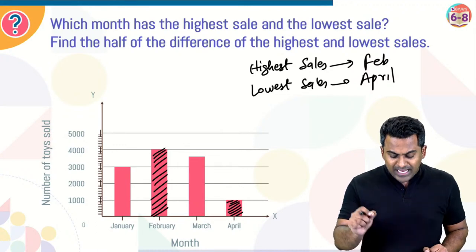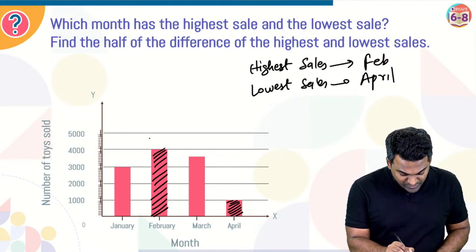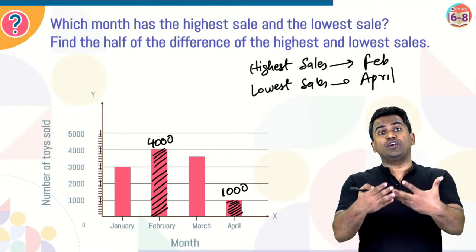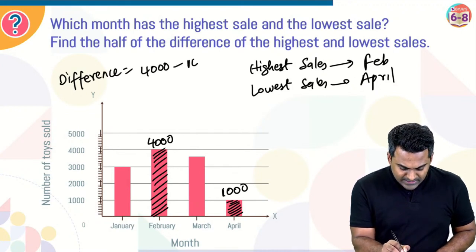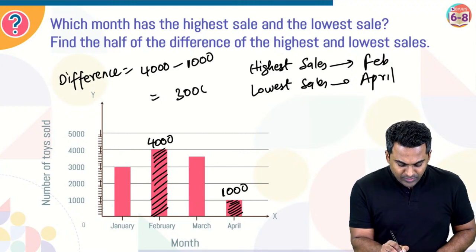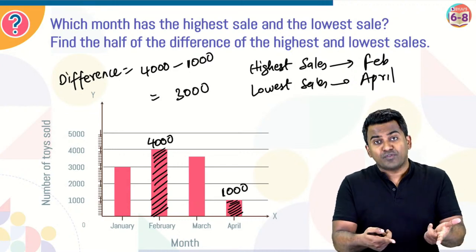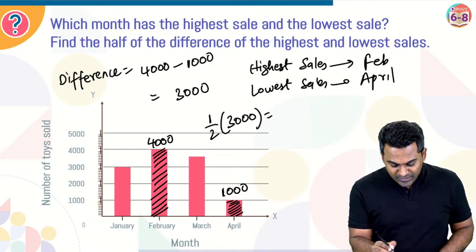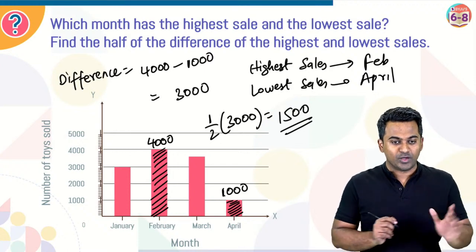Find half of the difference of the highest and lowest sales. Okay, so first let's find the highest sale. In February, how much? This looks like 4,000 and April looks like 1,000. Half of the difference. So what is the difference, by the way? The difference of the highest and the lowest. So 4,000 minus 1,000. So this is how much? 3,000. The difference is 3,000, right? But we need half of the difference. Half of 3,000 is going to be 1,500. Well done. Awesome. You guys have the correct answer there.